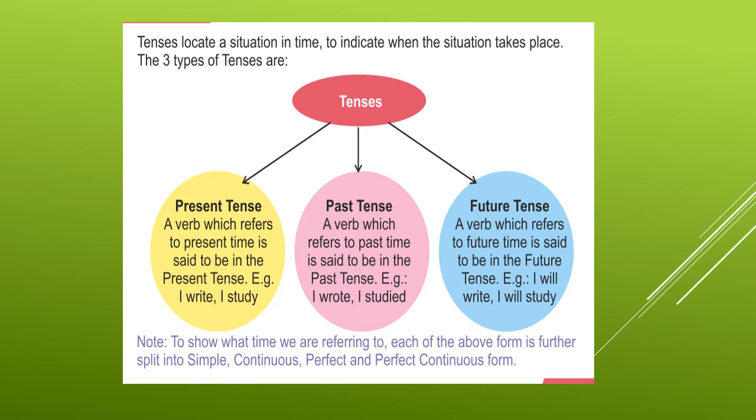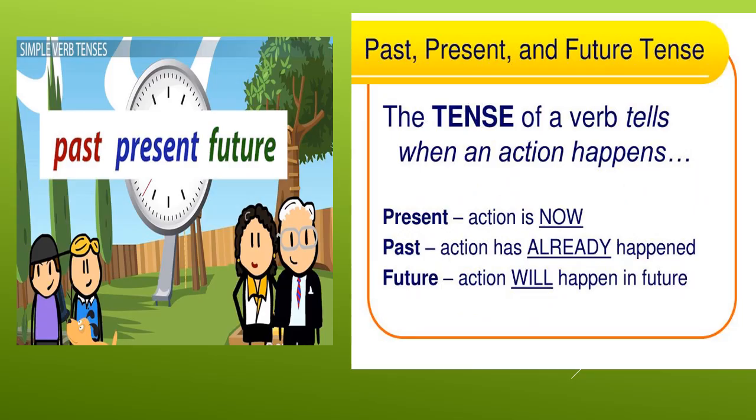And then the third type is a future tense and it's a verb which refers to the future time. Like I will write, I will study. So when is the action happening? Is it happening now? Then it's called the present tense. Has the action already happened? Then it's called past tense. And is it going to happen? It will happen in future.